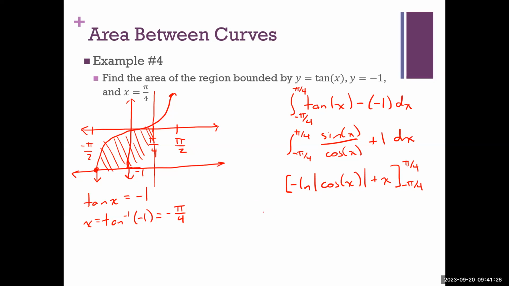All right, so how do we start evaluating? What is the cosine of pi over 4? Root 2 over 2, plus pi over 4 minus, what's the cosine of negative pi over 4? Same thing, right? Don't need the absolute values. Minus pi over 4. I believe that's just pi over 2, right?